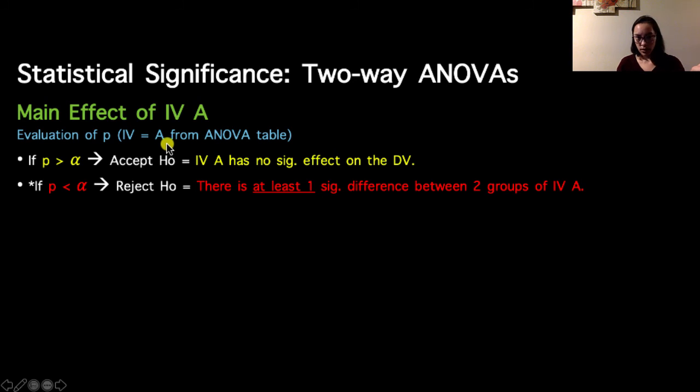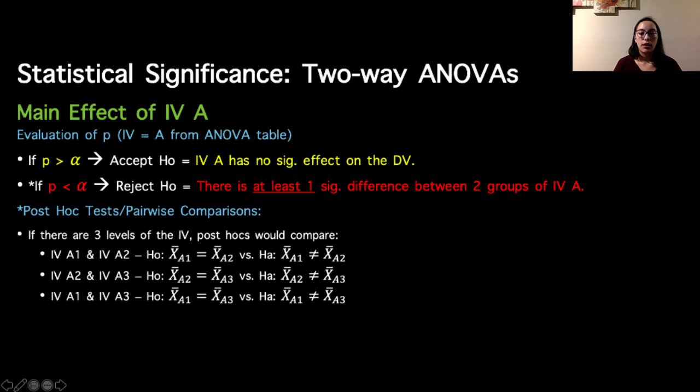We said experience level was A, so we just want to see for our sprint speed dependent variable, regardless of what sport people are in, are there significant differences between novice, intermediate, and advanced players? Okay, if we have a p-value that is greater than alpha for this independent variable, that would mean that experience level has no significant effect on our dependent variable, sprint speed. If, on the other hand, we have a p-value that is less than alpha, we reject the null and say there's at least one significant difference between our experience levels, in which case we would want to do our post hoc tests to see where that difference exists. So we would compare, say, novices to intermediate, intermediate to advanced, and novice compared to advanced.